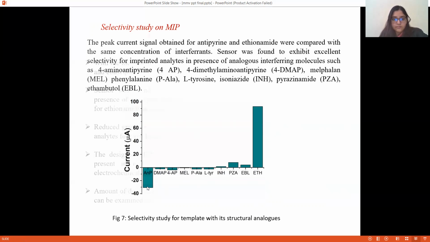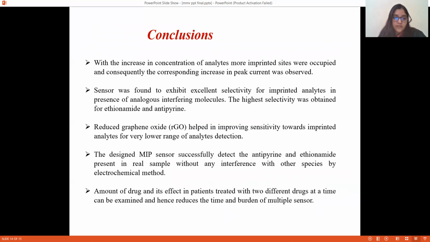So the conclusion of my work: with the increase in concentration of analyte, more imprinted sites were occupied, and consequently a corresponding increase in current was observed. The sensor was found to exhibit excellent selectivity for imprinted analytes in the presence of analogous interferent molecules. The high selectivity was obtained for ethenamide and antipyrine, and reduced graphene oxide helped in improving the sensitivity towards the imprinted analyte in a very low range.